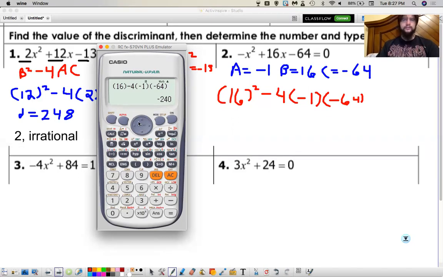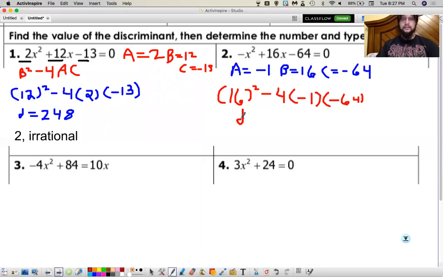What did I miss? The square. Don't forget the square. And you get 0. So I got D is 0. I knew it should be 0 because that's 16 squared, which is 4 squared squared, and then I have 8 squared and a 4.